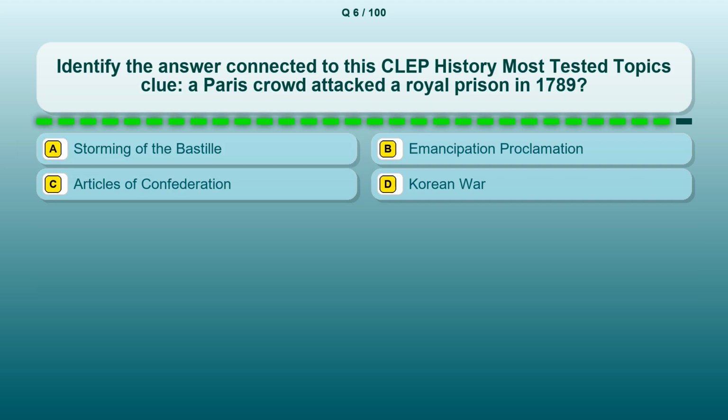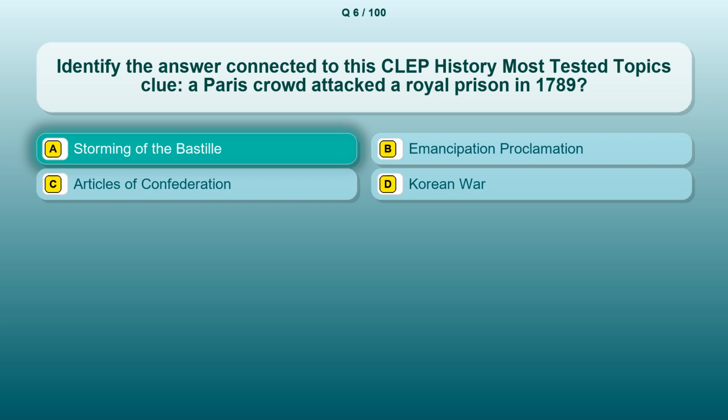Question 6. Identify the answer connected to this CLEP History Most Tested Topics clue. A Paris crowd attacked a royal prison in 1789? Option A. Storming of the Bastille. Option B. Emancipation Proclamation. Option C. Articles of Confederation. Option D. Korean War.